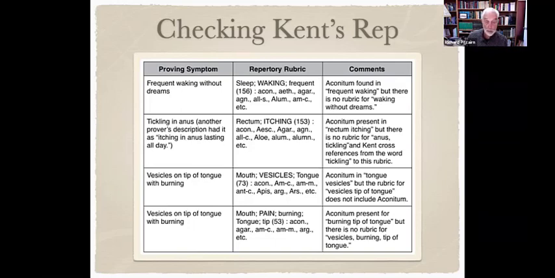Vesicles on the tip of the tongue with burning. Aconite is in mouth vesicles on the tongue. However, the rubric for vesicles on the tip of the tongue does not include aconitum. And then vesicles on the tip of the tongue with burning: Kent has mouth pain, burning tongue tip with aconite, but there's no rubric for vesicles burning at the tip of the tongue. So that's interesting, isn't it, to see some of these are carried through, some are not.